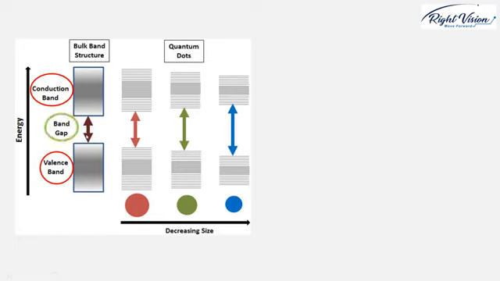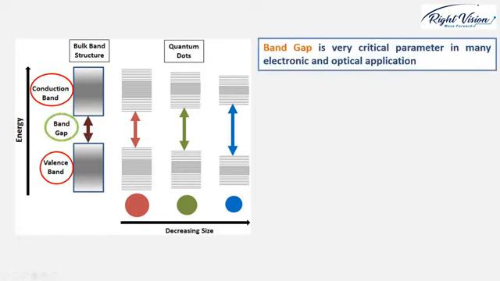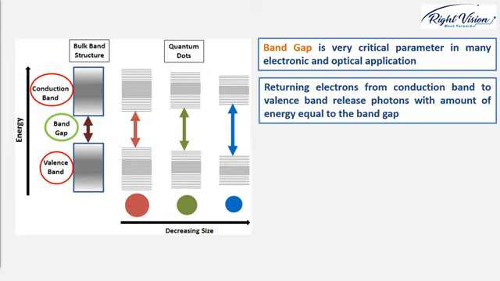The band gap is a very critical parameter in many electronic and optical applications, and there is a lot of research to tune the band gap value. For example, if light is emitted to a semiconductor, some electrons acquire enough energy to jump from the valence band to the conduction band. And since the higher energy level is not favorable, after a while, they may want to come back to the valence band and release the difference in energy between the valence and conduction band. Yes, they release photons with an amount of energy equal to the band gap. And why does this matter for us?